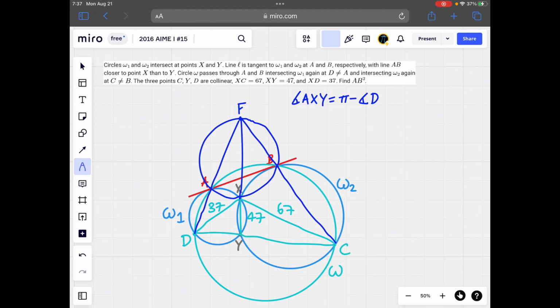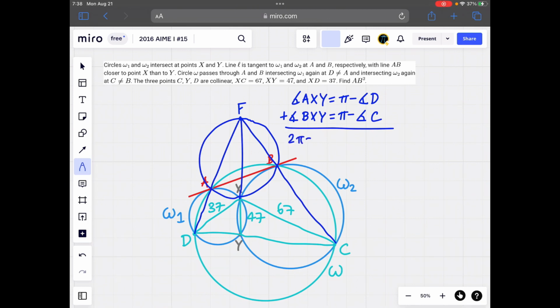omega 1. In omega 2, we have cyclic quadrilateral CBXY, which gives us directed angle BXY is equal to pi minus directed angle C. So if you add these up, you're going to get the sum of angles AXY and BXY, which adds up to be more than 180 degrees. So it's an obtuse angle, more than pi. So we have to use 2 pi minus angle AXB instead of simply using angle AXB itself.